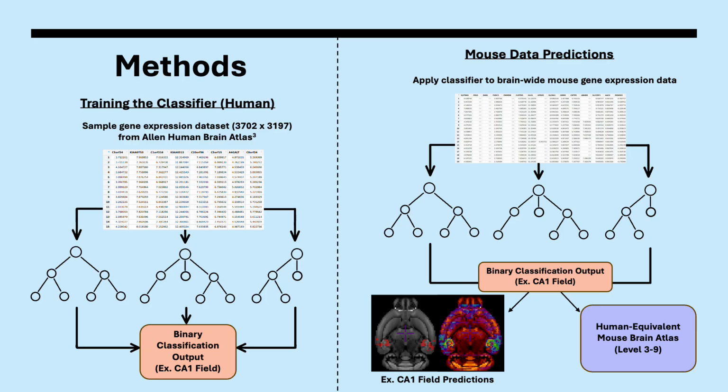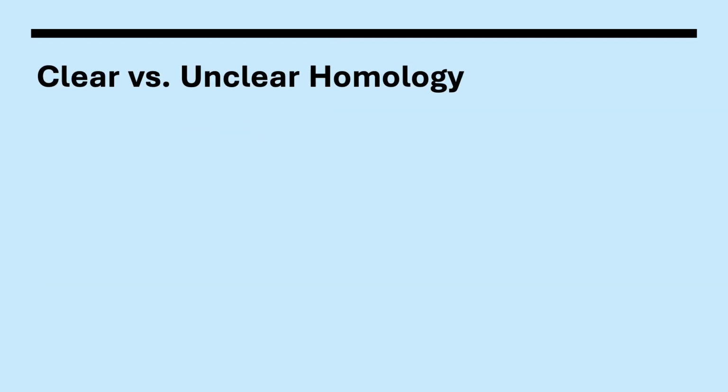The outputs of the mouse predictions were region outlines as shown here, and confidence maps as shown here, along with a collection of human equivalent mouse brain atlases spanning from level 3 to level 9. To assess classifier performance, I used built-in classifier metrics to confirm that the model successfully learned human brain region labels based on which genes were active.